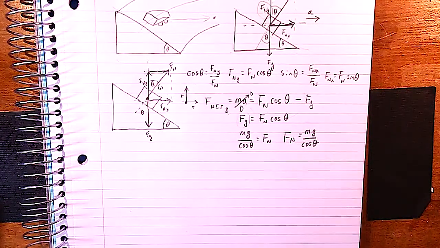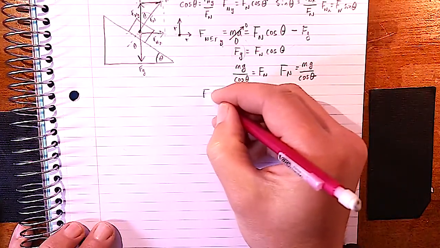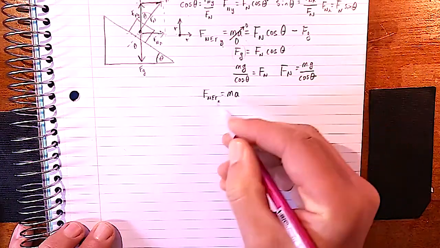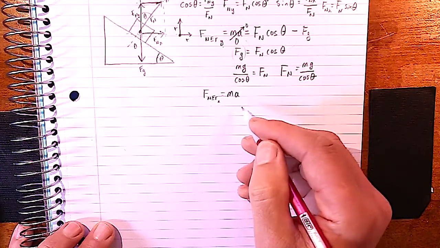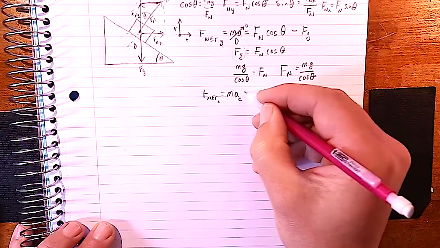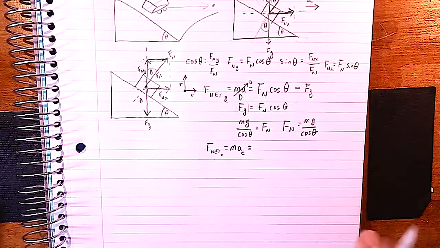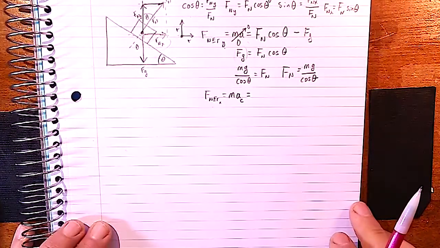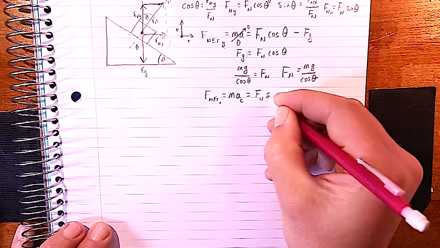So now we can do our F-net x. So F-net x is going to be equal to ma. But this net force is acting in the plane of acceleration, which is towards the center of the circle. So that's an ac. So that's going to be equal to the only force that's acting in the x-plane. The only force that's acting in the x-plane is Fnx. And we know that Fnx is Fn sine theta.